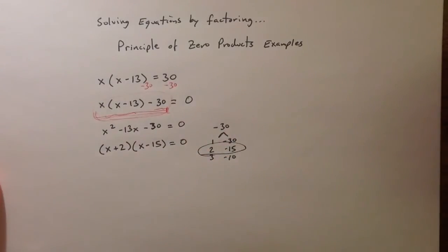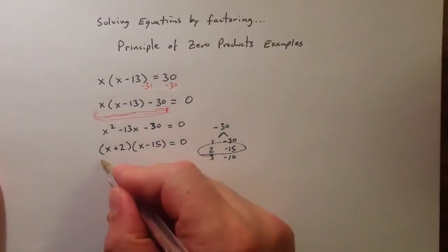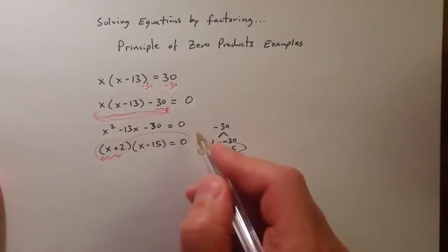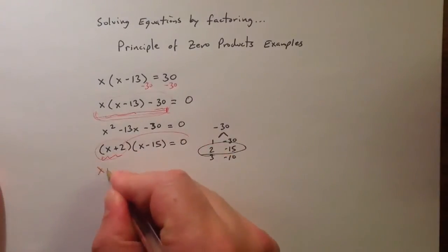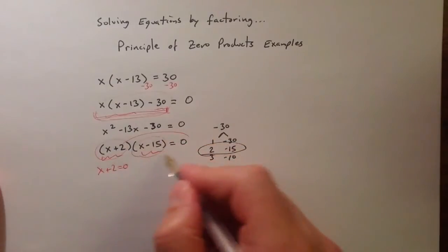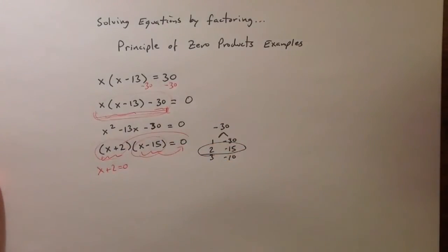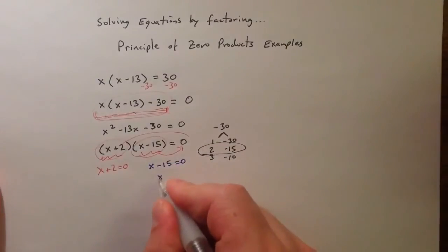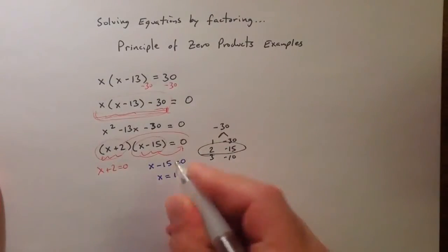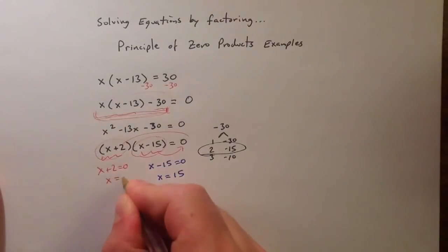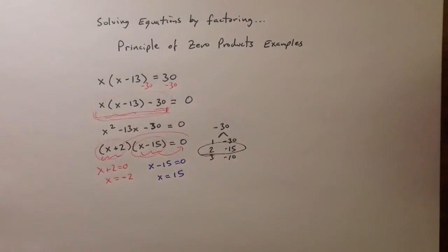And then the principle of zero products comes to our rescue to finish the problem. I know that one solution is going to come from setting x plus 2 equal to 0, and the other solution comes from setting x minus 15 equal to 0. So of course either x can equal 15 or x can equal negative 2. And we can check those.